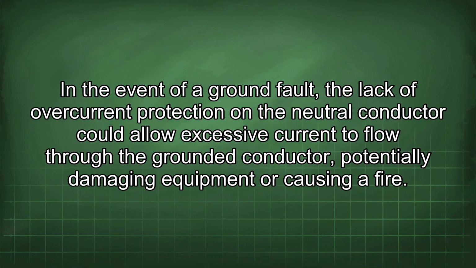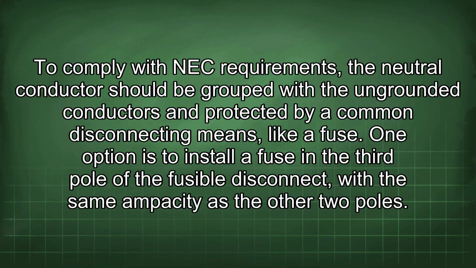In the event of a ground fault, the lack of overcurrent protection on the neutral conductor could allow excessive current to flow through the grounded conductor, potentially damaging equipment or causing a fire. To comply with NEC requirements, the neutral conductor should be grouped with the ungrounded conductors and protected by a common disconnecting means, like a fuse.